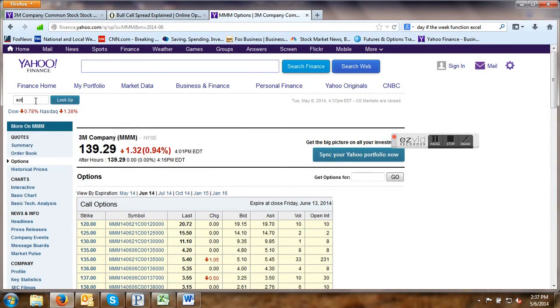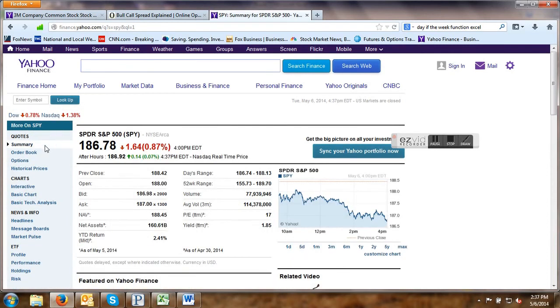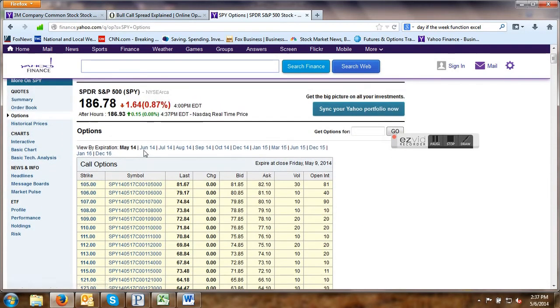versus $13,929 to buy 100 shares of stock. So less expensive, but at the same time, more risk. Okay.